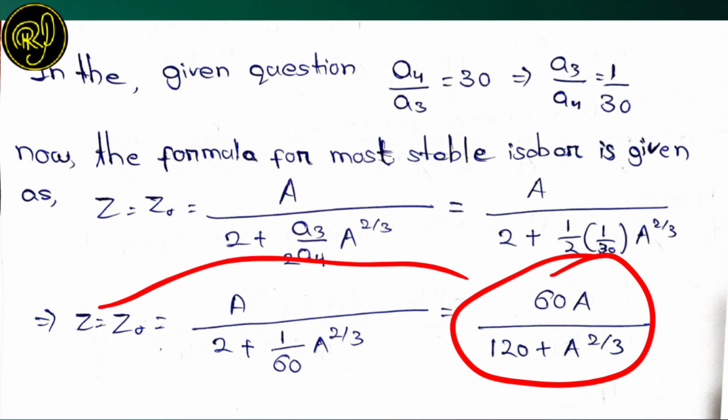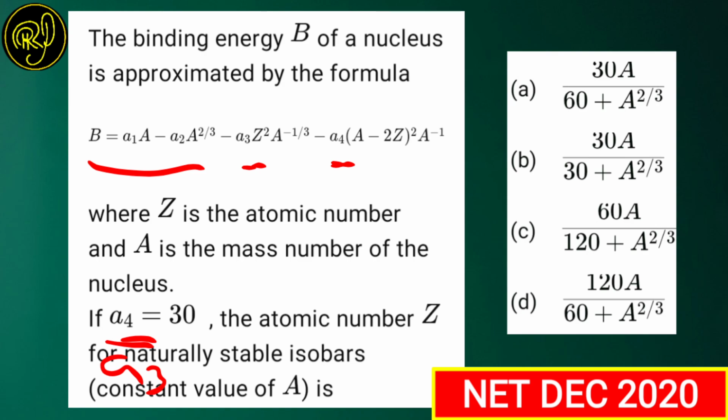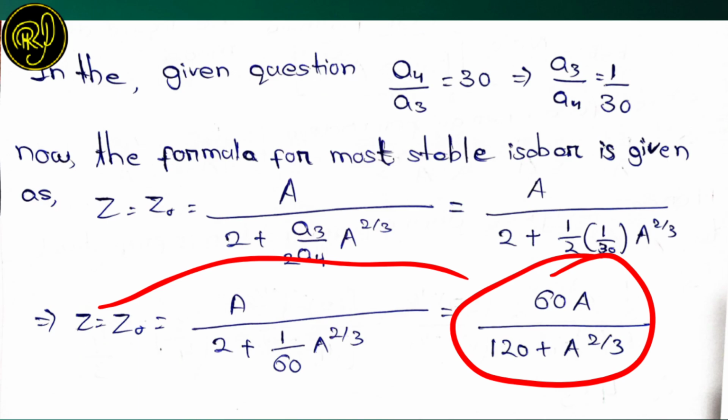Now let us check the options. Is there any option where the numerator has 60A and the denominator 120 plus A to the power 2 by 3? In option 3 our answer is matching, that is 60A divided by 120 plus A to the power 2 by 3. So this is how you solve this type of question.